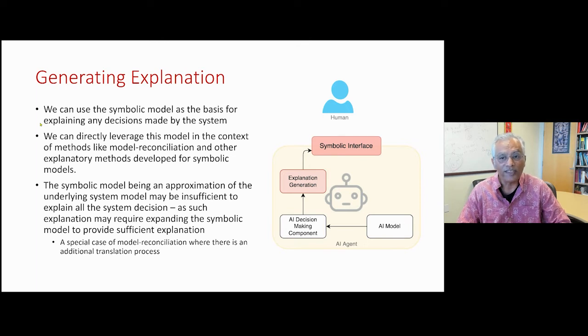The symbolic model being an approximation of the underlying system also means that these models might actually be noisy and approximate, and you need to be tolerant to that. And so we need to provide this ability to handle noisy approximations.